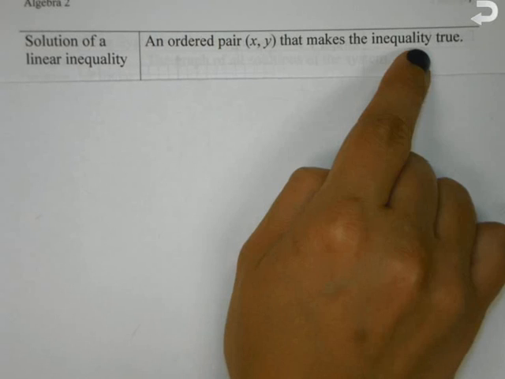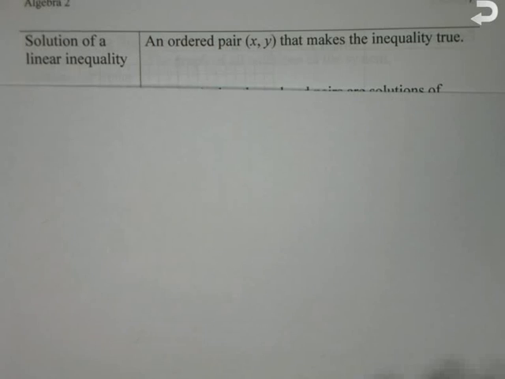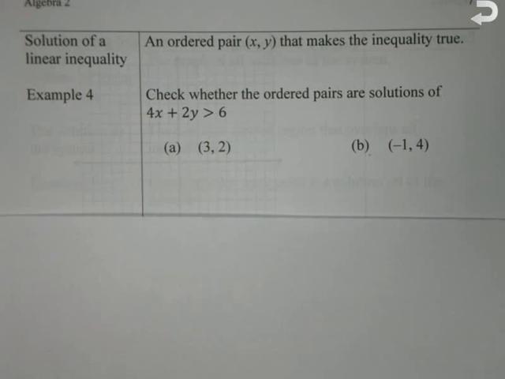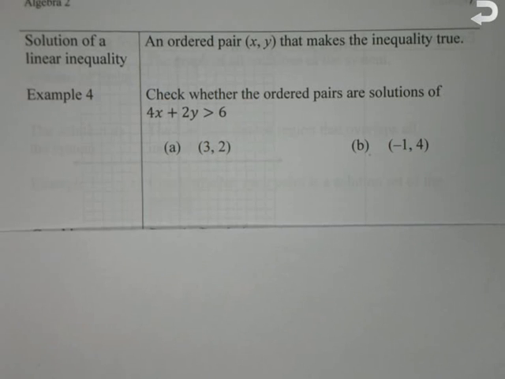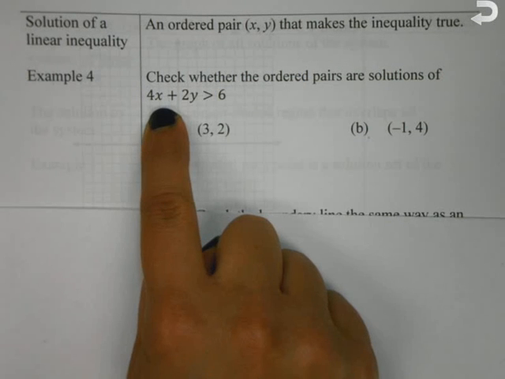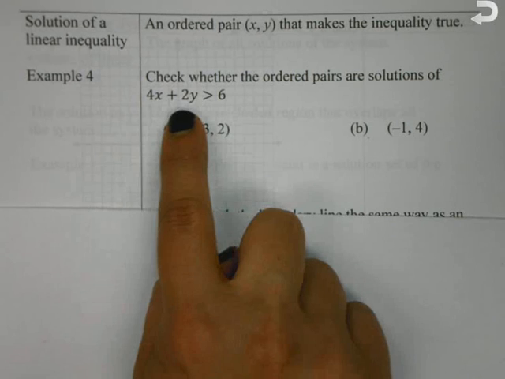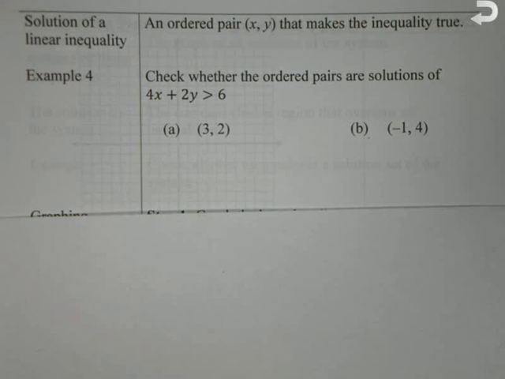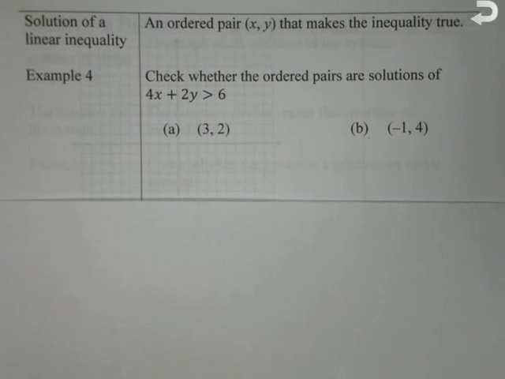Okay, so this example 4 doesn't have graphing in it. We just want to check whether the ordered pairs are a solution to this inequality. So I give you 2 ordered pairs, and we need to check the solution to that one inequality. So what do you guys think I'm going to do? Any suggestions? Plug it in. Just plug it in. That's all we're going to do.